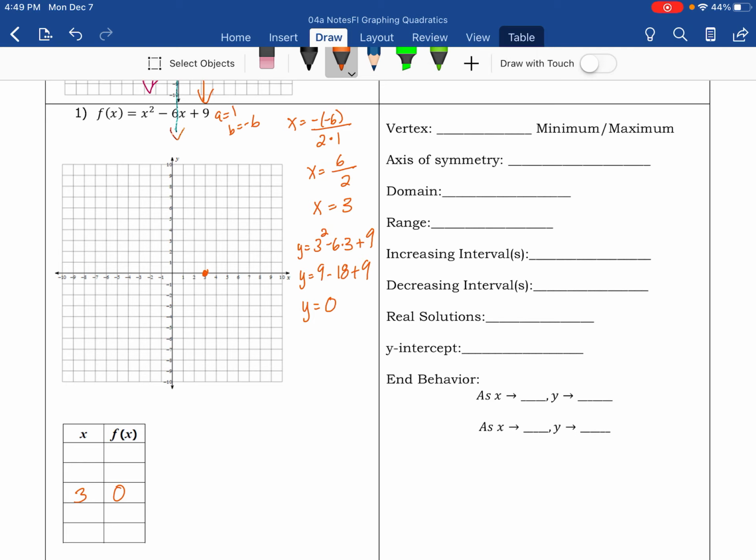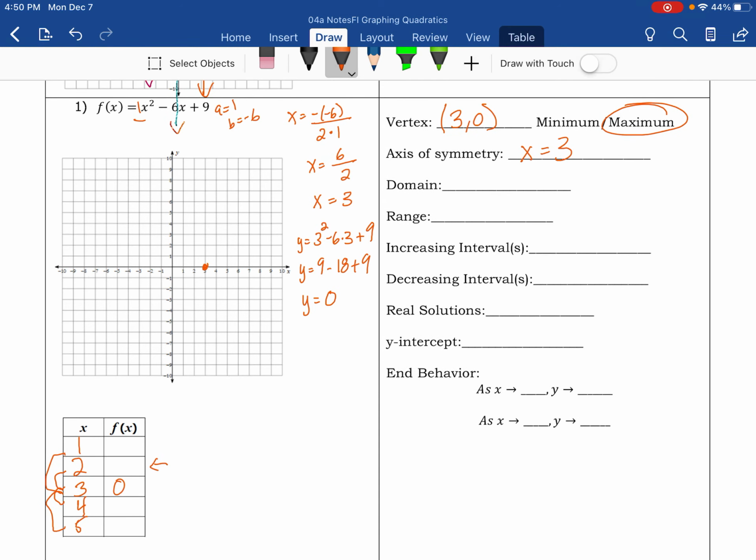Okay. I pick 2 points, so I'm going to go 3, 2, 1. So 2 points to the left, 3, 4, 5 points to the right. Make sure it's symmetric. This is 1 away, this is 1 away, this is 2 away, this is 2 away. So I know my vertex is 3, 0. I know that my a value is positive, so it's going to be a minimum. I also know that the axis of symmetry is going to be x equals 3. So those are the first few things that I definitely know about it.